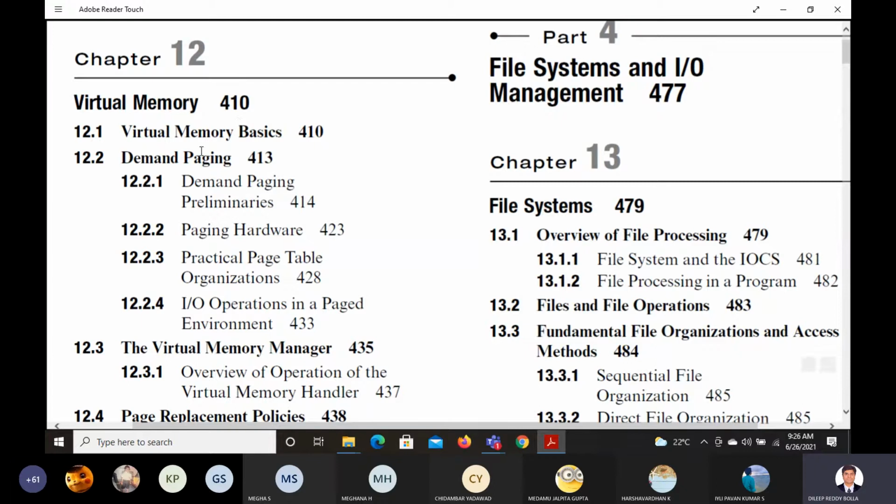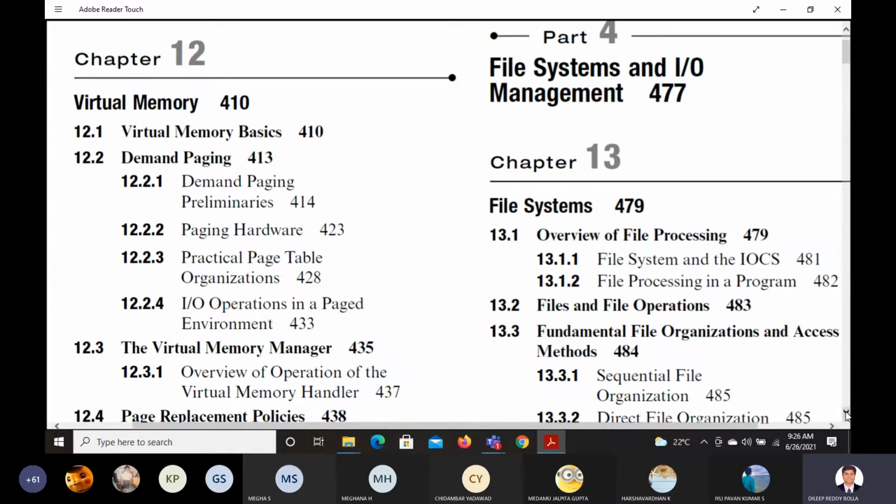Next is demand paging. So demand paging, you see there are a lot of things here. Demand paging, what all to see. Demand paging preliminary, it's the basics. And paging hardware, practical page table, IO operations. So too many things are there. Let us see what to do from there also. Demand paging, everything they have mentioned.